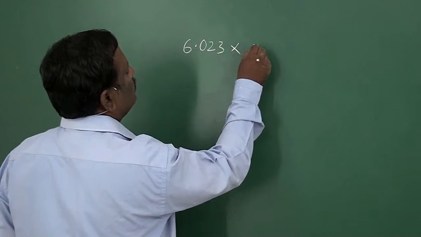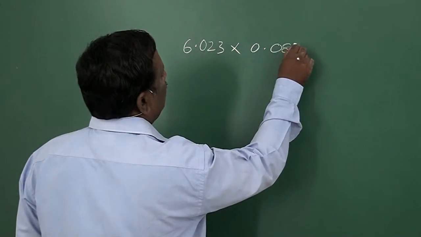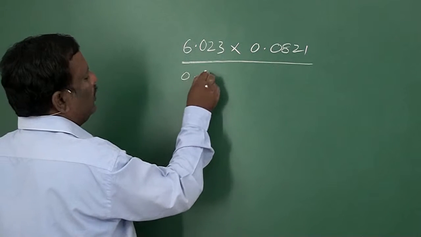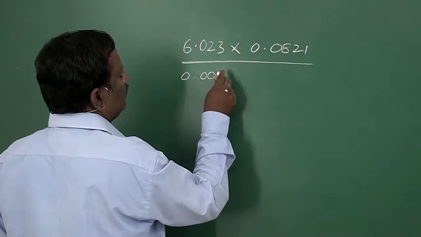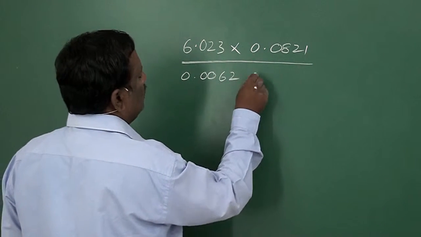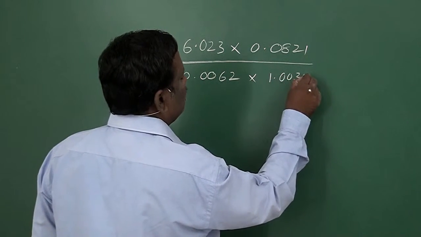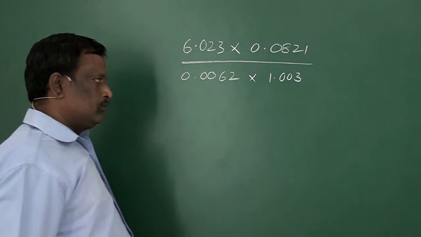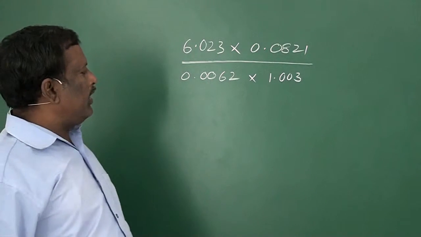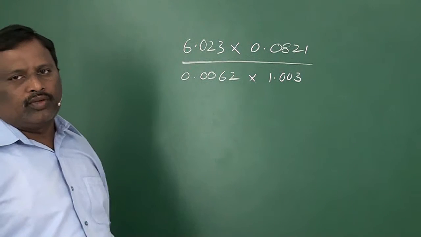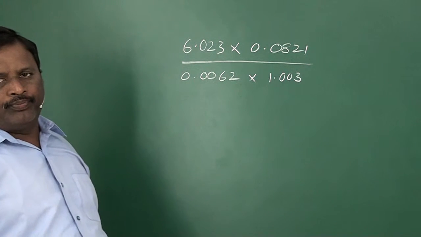6.023 into 0.0821 divided by 0.0062 into 1.003. Here we have a problem in which there are so many decimals. So how to solve such problems?